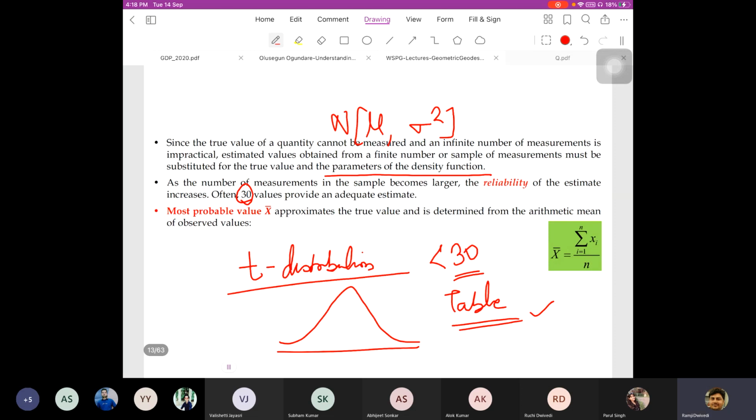Okay, coming back to the most probable X bar, which approximates the true value and is determined from the arithmetic mean of the observed values. It's very simple.